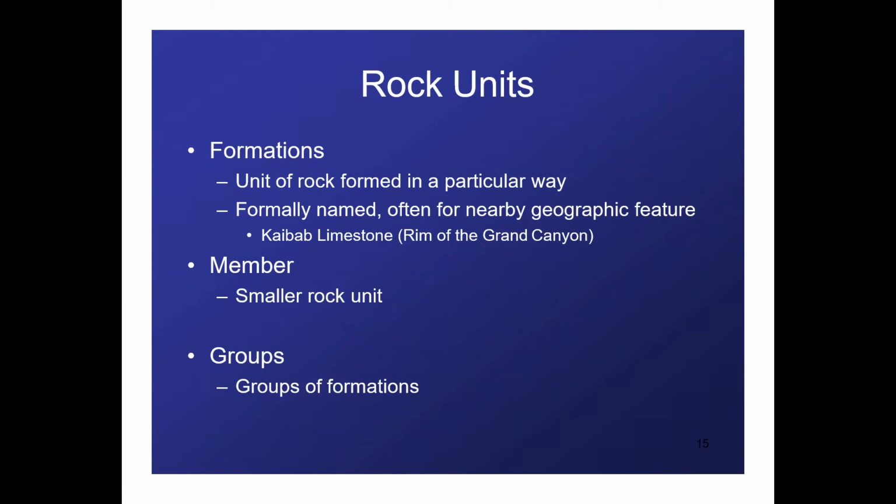A member is a subunit within a formation, usually designated by a change in chemistry or texture within the rock, but still thought to have formed in the same way as the rest of the formation. A group is a suite of formations, all thought to have been deposited one after another in a similar environment, but they might have slightly different chemistries and origins. Like a sandstone at the beach, but a limestone deposited out in the water. They're two different rock types, but they could be part of the same group if they were deposited one on top of another in the same area.